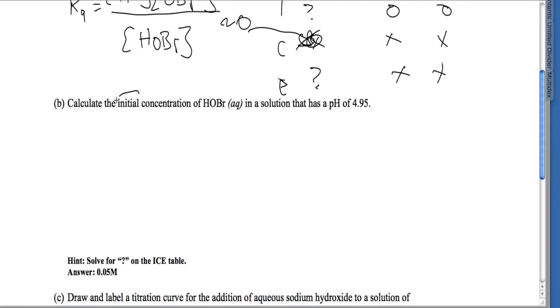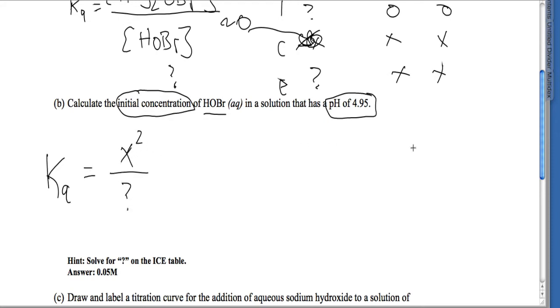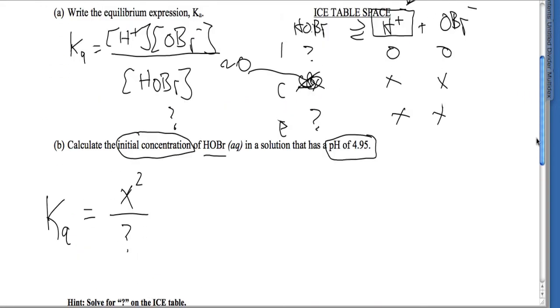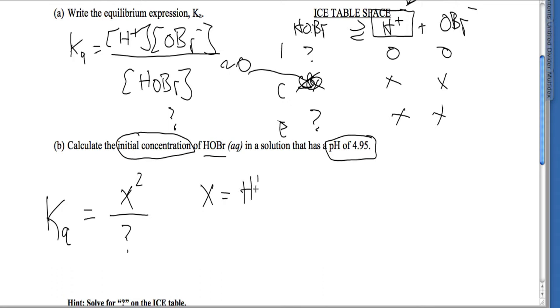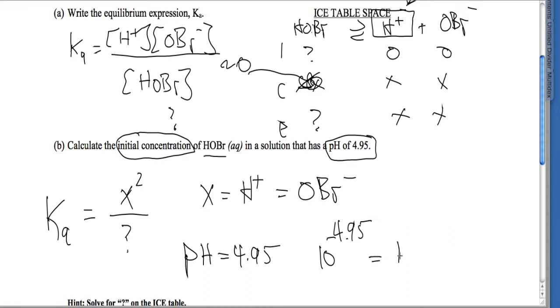It says calculate the initial concentration of HOBr, that's going to be the question mark, in a solution that has a pH of 4.95. So Ka is going to be equal to X squared over question mark. We know that X equals H plus, which equals OBr minus, and we have the pH. So pH equals 4.95, so 10 to the minus 4.95 equals H plus, which equals X.